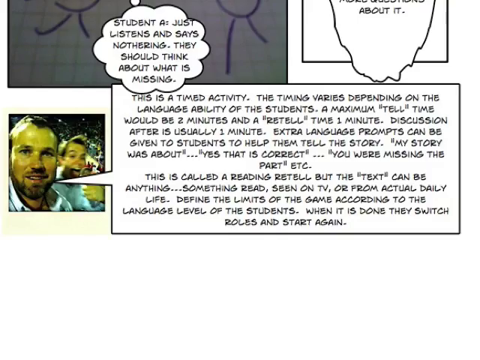This is called a reading retell, but the text can be anything. It could be something read, seen on TV, or from actual daily life. The student's weekend, what was the most exciting thing that happened to them last night, etc. Define the limits of the game according to the language level of the students. When it is done, meaning when they're finished doing the activity for one story, they simply switch the roles and start again. Person B would become person A, and they'd tell their story.